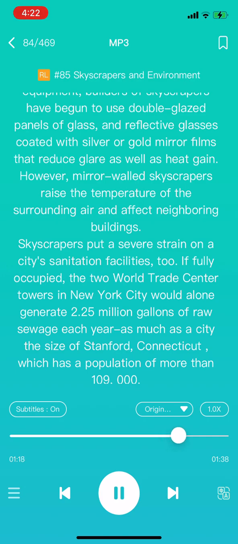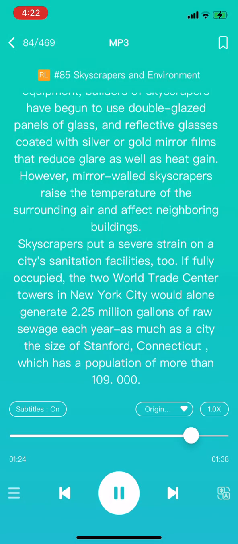Skyscrapers put a severe strain on a city's sanitation facilities, too. If fully occupied, the two World Trade Center towers in New York City would alone generate 2.25 million gallons of raw sewage each year, as much as a city the size of Stamford, Connecticut, which has a population of more than 109,000.